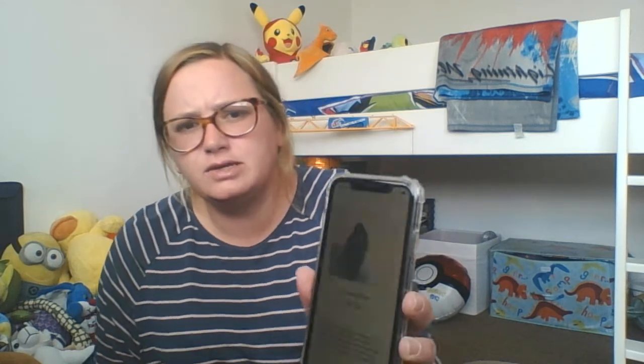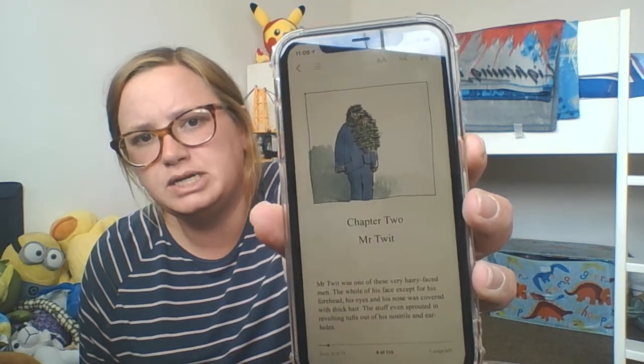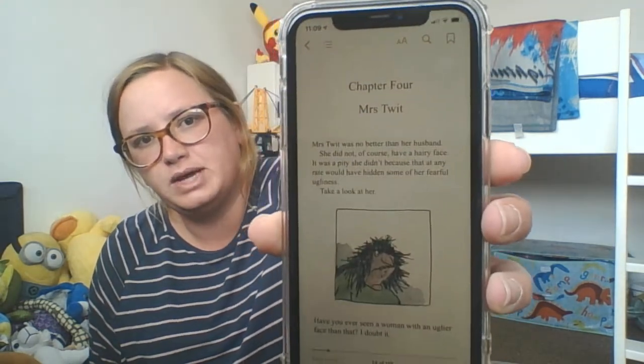So the book that we were looking at had two characters in particular. The first one being Mr Twit. And the next one, Mrs Twit. And they were some pretty awful characters. They were dirty, they had really bad hygiene. Mr Twit had lots of different things in his beard, which was disgusting.